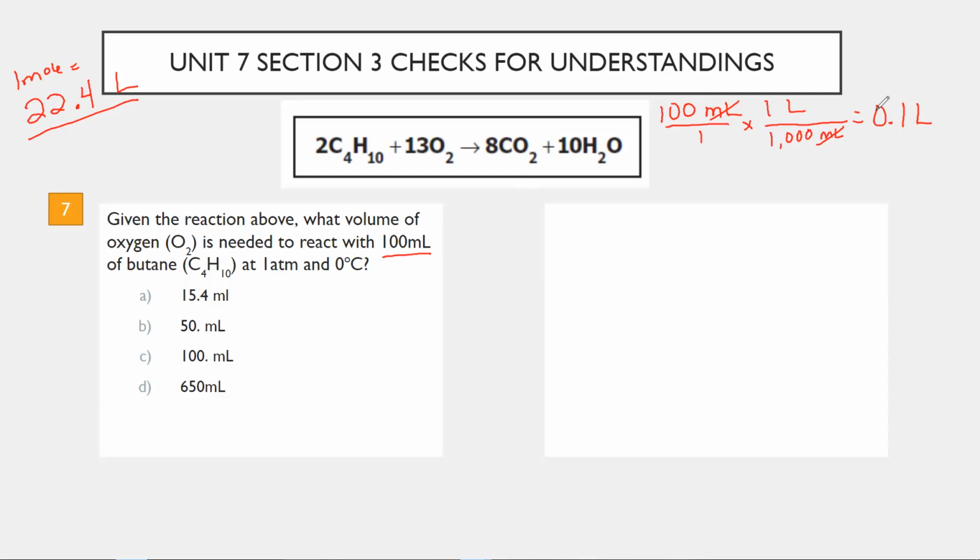So how many moles are in 0.1 liters? All right, so we have 0.1 liters. 1 mole of any gas is equal to 22.4 liters. So we want to know how many moles are just 0.1. And you're going to get this long decimal.